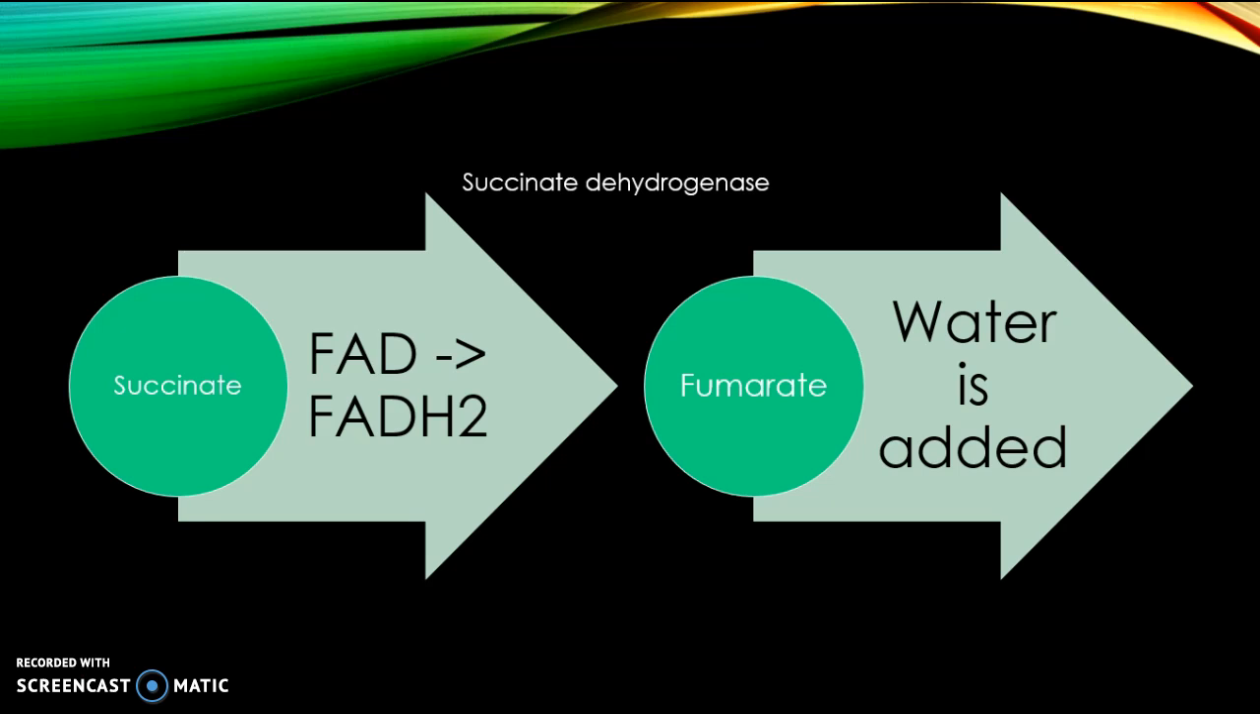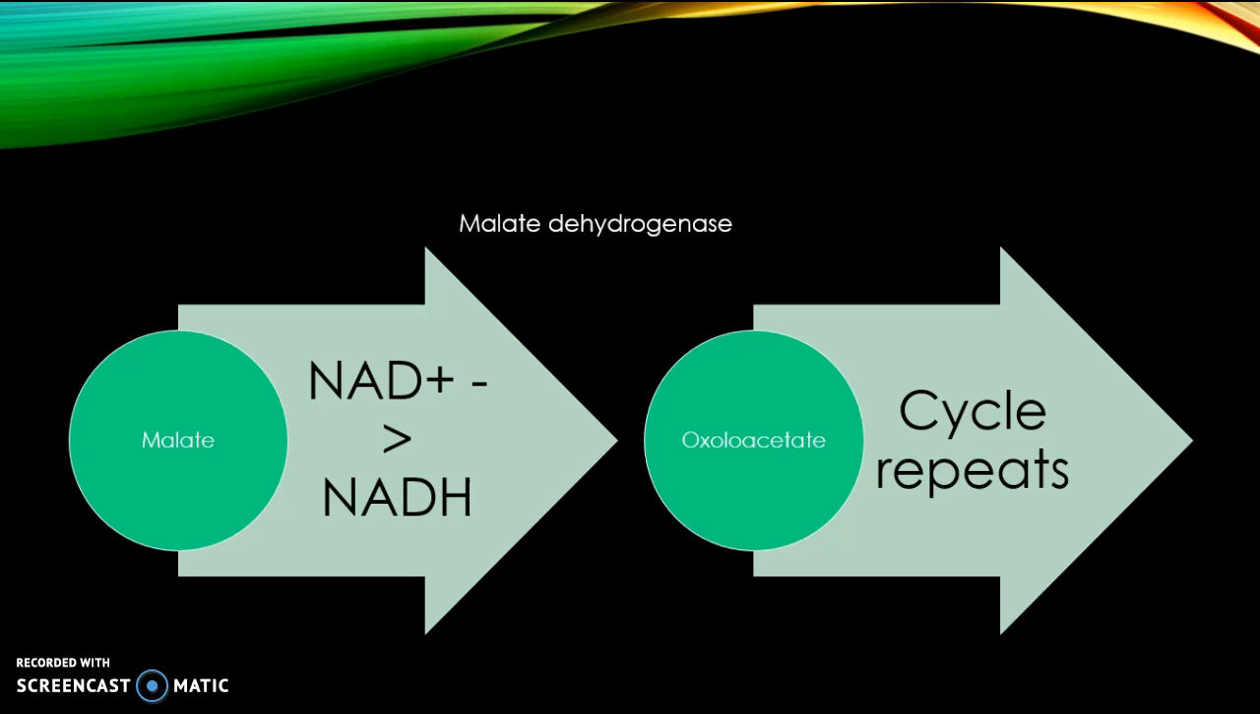That succinate dehydrogenates and becomes fumarate. We have an FAD turning into an FADH2. In the fumarate, water is added and reacts through fumarase to make malate.